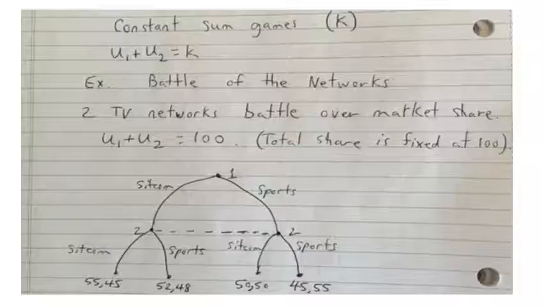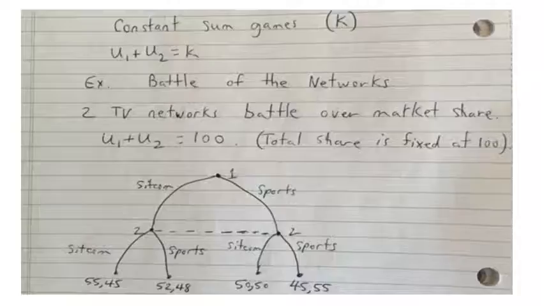In this game, two networks simultaneously choose whether they want to program a sitcom or sports during some primetime slot. And so this is imperfect information. We see a dashed line between the two decision nodes of player two. If we look at the payoffs, if both choose sitcom, then it seems network one is better at sitcoms and they'll get most of the market share. If both choose sports, then network two is better at sports.